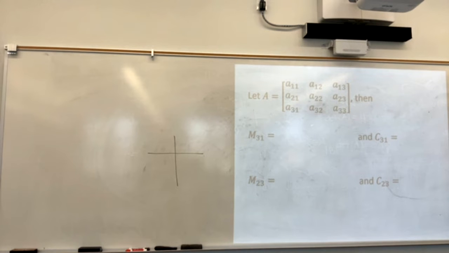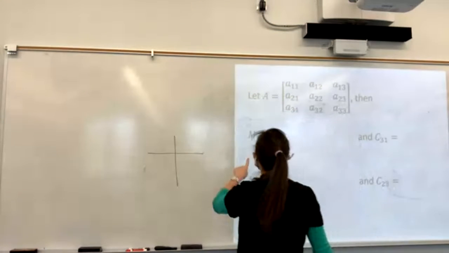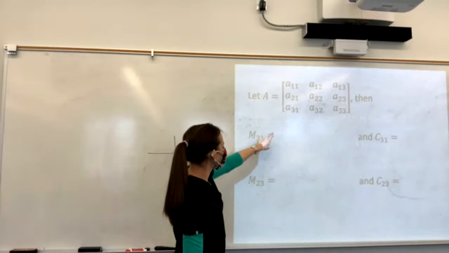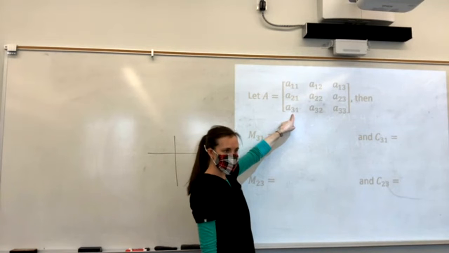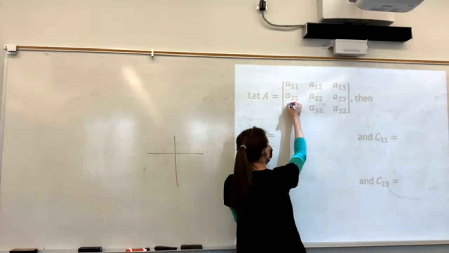See if I can find one. I want to see red. Aha! Okay. So M31. So I'm going to find the entry A31. All right, so there's A31.